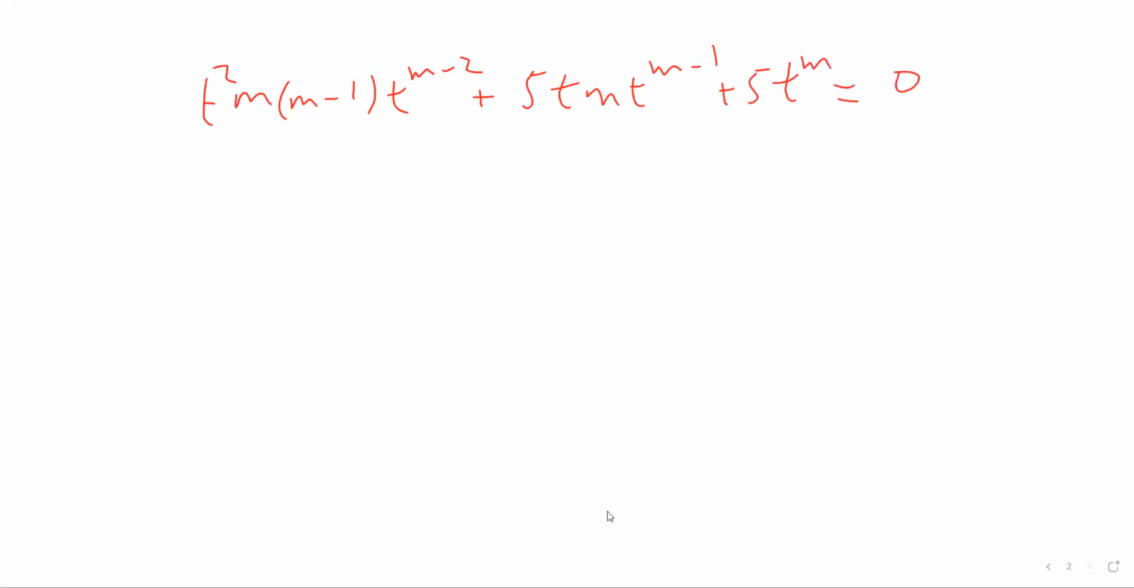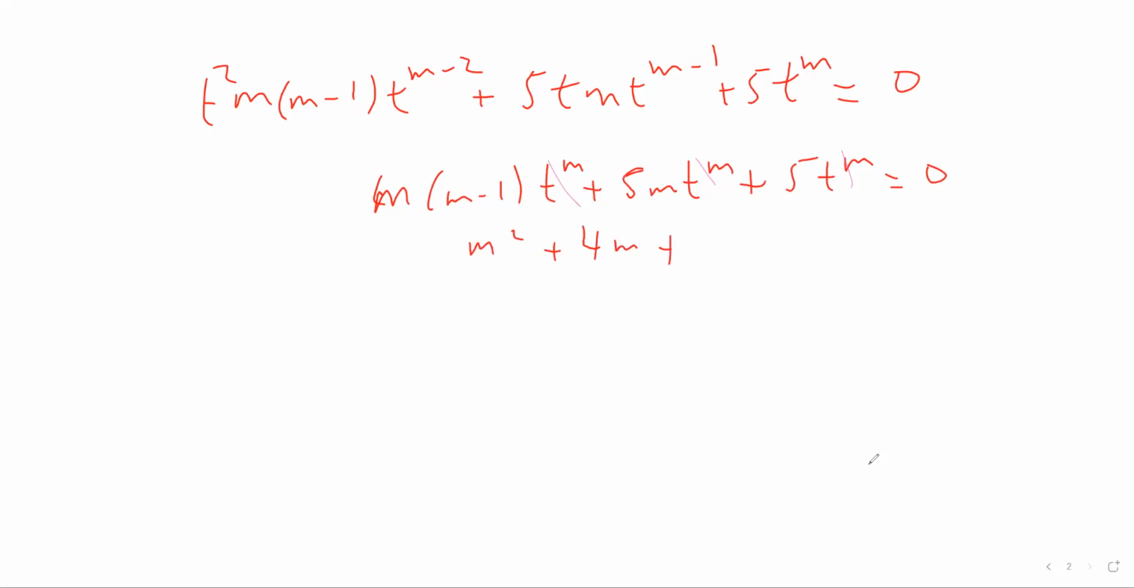If you expand, then you have (m² − m) x^m plus 5m x^m plus 5x^m equal to 0. And then you can rationalize that and get m squared plus 4m plus 5 is equal to 0. And when you solve for m, you will get minus 2 plus or minus i.